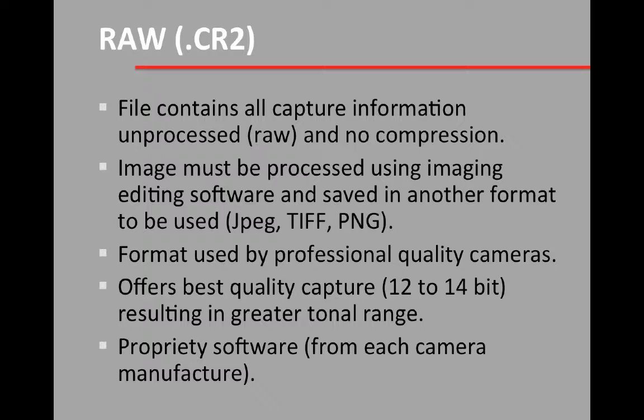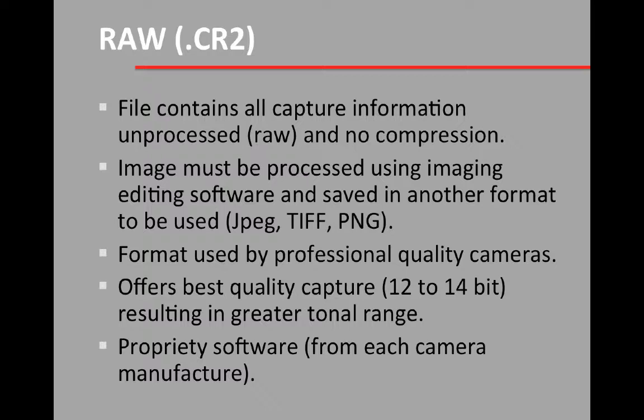Once the image is processed through a variety of software, ACR, Adobe Camera Raw, or Photoshop, it can be saved as a JPEG, TIFF, or PNG. So RAW is an image capture format that retains all the information in an unprocessed format. It also shoots at 12 to 14-bit depending upon the bit depth of your camera. JPEGs are 8-bit, but RAW files are generally 12 to 14-bit.